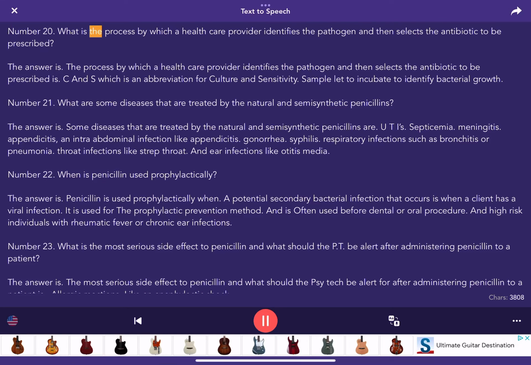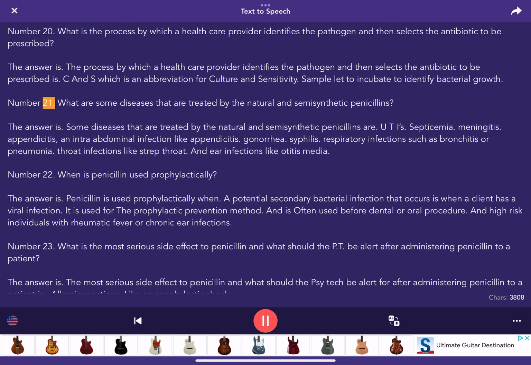Number 20. What is the process by which a healthcare provider identifies the pathogen and then selects the antibiotic to be prescribed? The answer is, the process by which a healthcare provider identifies the pathogen and then selects the antibiotic to be prescribed is C&S, which is an abbreviation for culture and sensitivity. Sample let to incubate to identify bacterial growth.